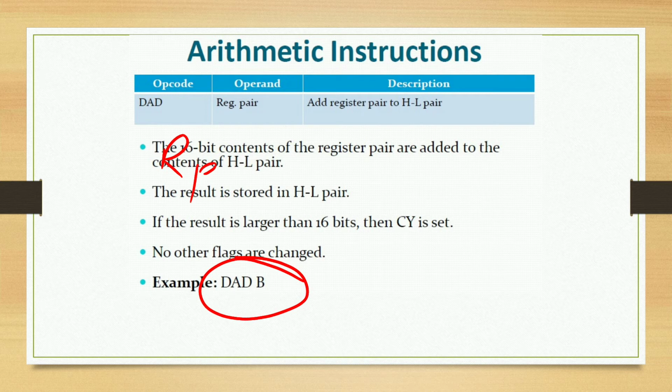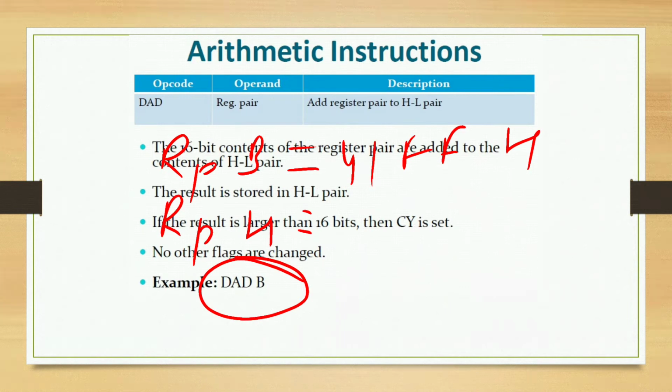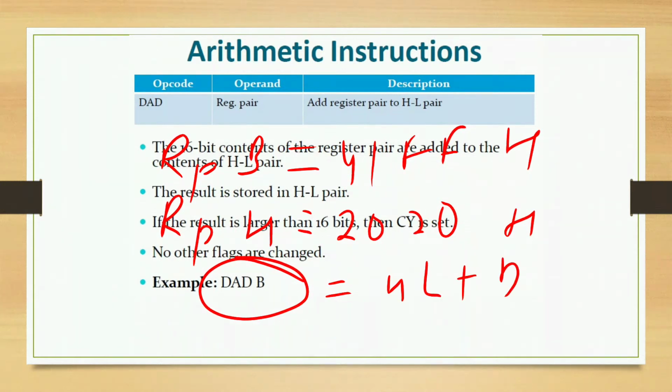Suppose register pair B, pairing means 16-bit data, is 41FFH hexadecimal, and register pair HL is 2020H. DAD instruction: HL plus BC, and the result is stored in HL pair. After adding this, the result is stored in HL pair.